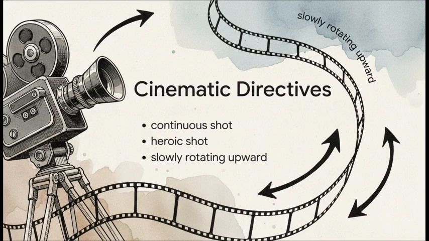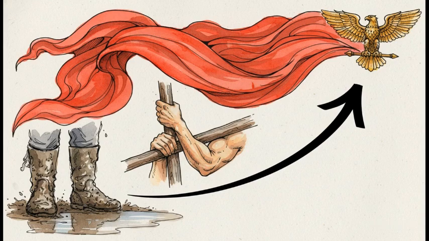Second, it's a hero shot, which traditionally means placing the camera at a lower angle to make the subjects look monumental and larger than life. And third, the pacing is totally driven by a camera that is slowly rotating upward. Let's move to and see how this builds.